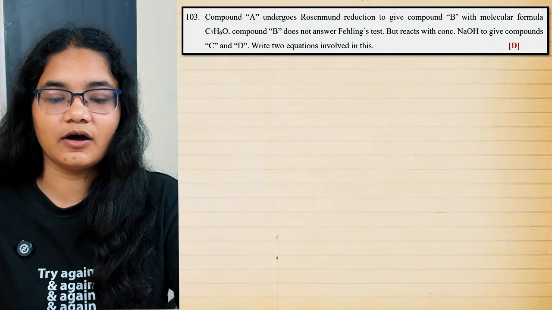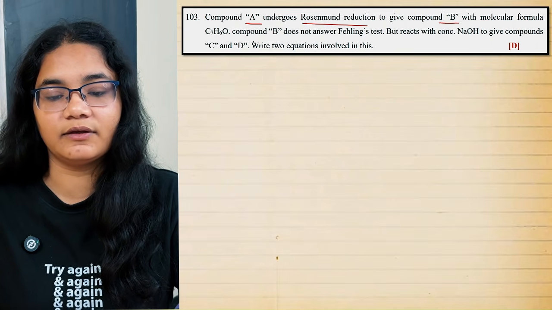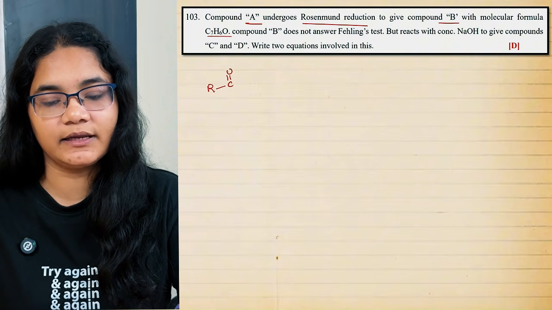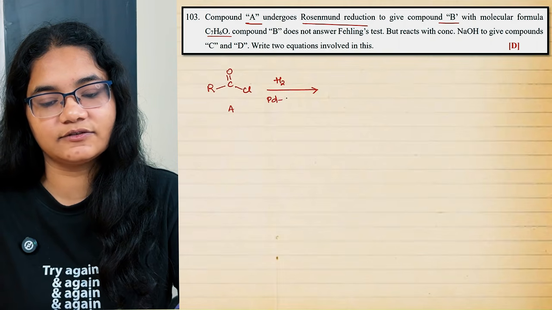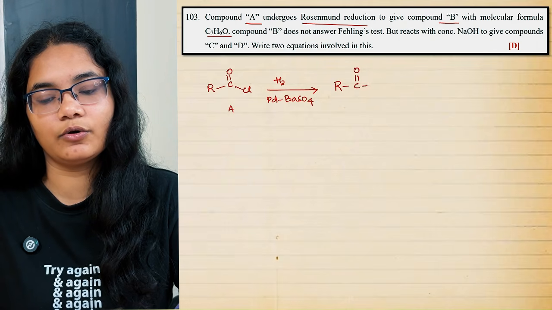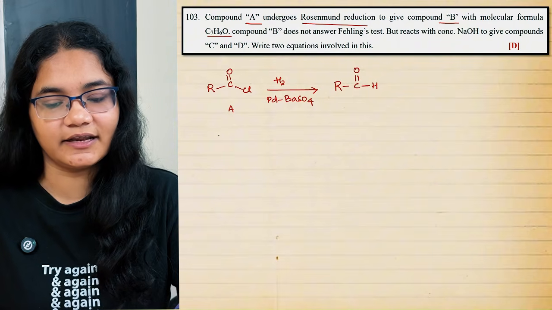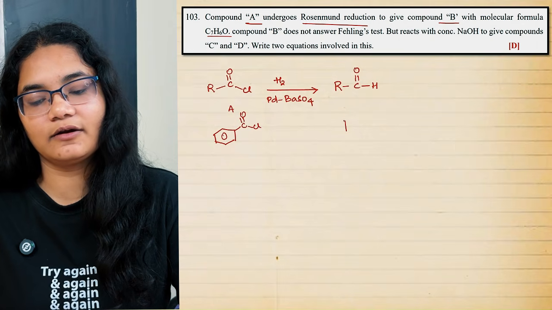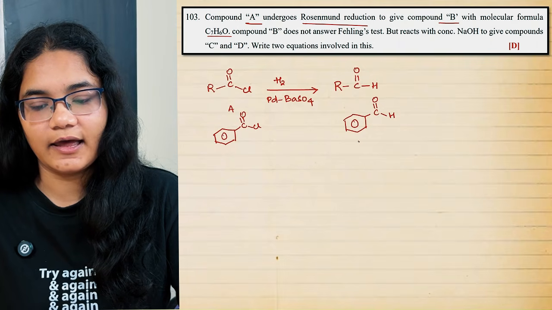Now next question, we have a compound A. Compound A undergoes Rosenmund reaction to give you compound B with molecular formula C7H6O. So A must be having this RCOCl. Rosenmund reaction means hydrogen in presence of palladium and barium sulfate, that will give you RCHO. Now you can see that there is C7, already one carbon is there, that means 6 carbons are left. So this structure A is benzoyl chloride, that is C6H5COCl, and it will react to give you benzaldehyde, that is C6H5CHO. So this is A and this is B.